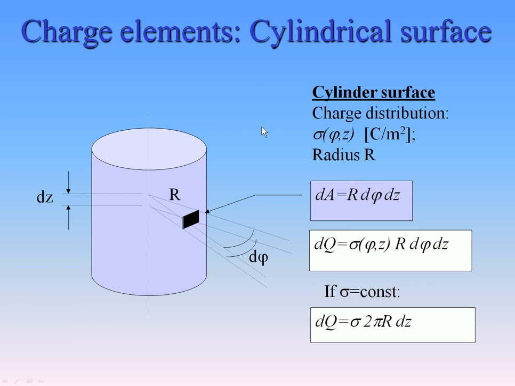Here we have a cylindrical surface, charge elements. All the charges are placed at the surface of the cylinder. Then the surface element is r dφ times dz, and the charge element is sigma as a function of φ and z times r dφ dz. And if sigma is constant, then we can integrate over φ, and we end up with sigma times 2πr dz.